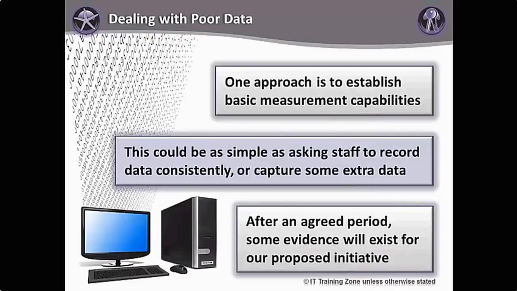One approach to a data-poor environment is to establish basic measurement capabilities as a means of gathering consistent data. This may be as simple as ensuring that all IT staff record data in a consistent fashion, or start measuring activities or outcomes that are not currently captured. After an agreed period of data capture, some evidence will exist to support, or perhaps not support, a process improvement initiative.